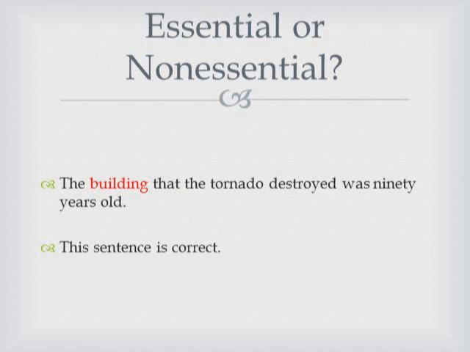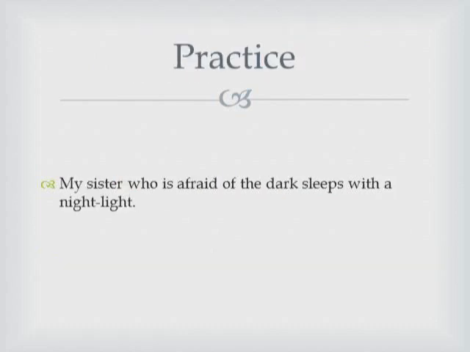All right, let me give you some practice sentences and see if you can figure out where the commas go, or if they're needed at all. Here's the first one. My sister, who's afraid of the dark, sleeps with a nightlight. If you said you needed commas around who is afraid of the dark, then you are correct.